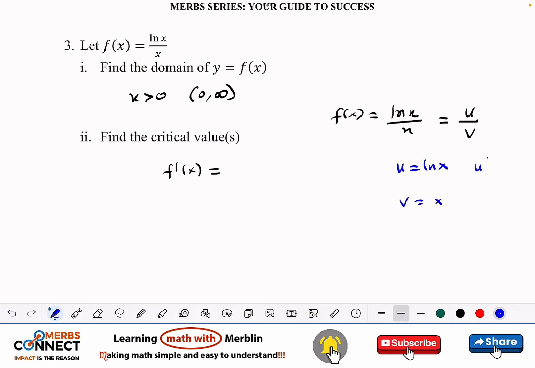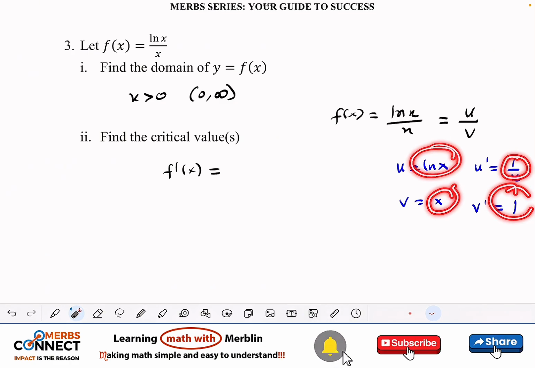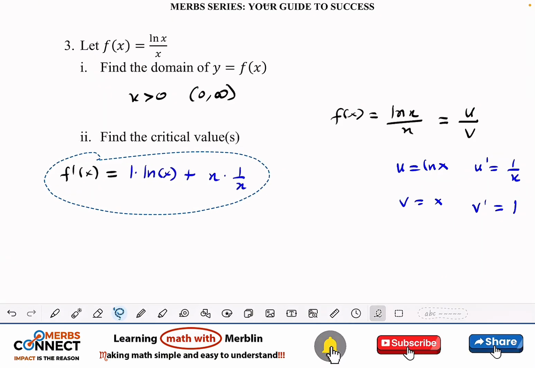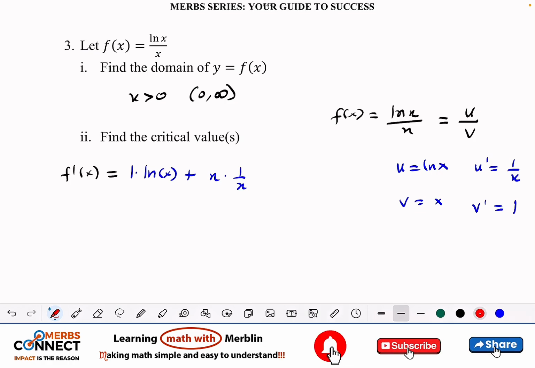What is u prime? When you differentiate ln x, what do you get? 1 over x. And when I differentiate x with respect to x, I'm going to have 1. So, this times this and this times that. So I'm going to have 1 times ln of x plus x times 1 over x. So this will be f prime. So let's try and simplify that. This is going to give us ln x plus 1.